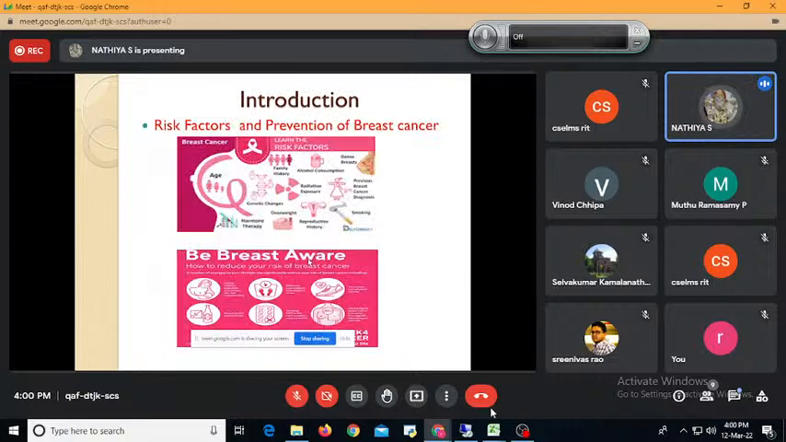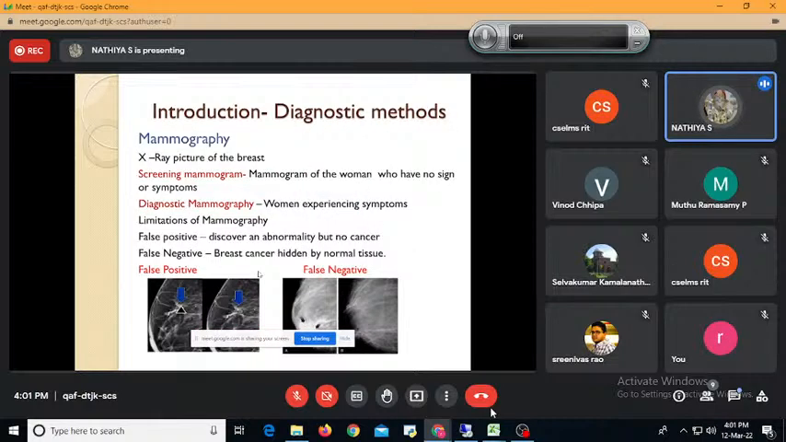Then these are some of the risk factors of breast cancer. Age is the main risk factor. Then genetic changes in the genes BRCA1 or BRCA2, and a family history. These are the main risk factors for breast cancer. Then how to avoid breast cancer? The first and foremost thing is to be aware of breast cancer, maintain a healthy weight, and eat healthy food. If you follow these common things, you can avoid breast cancer. Awareness is very important for avoiding breast cancer.